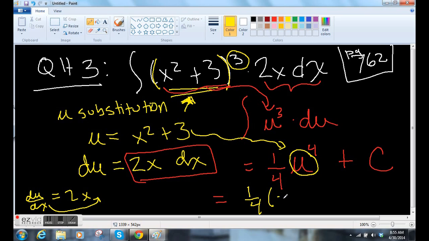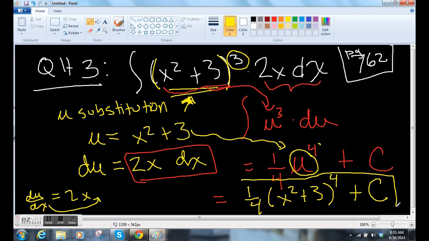So our answer is 1/4. We put this back. X squared plus 3 to the 4th, sorry, 4th, plus a constant. Like this. And with all of these integrals, you can always do a derivative to check your answer. So I'm going to check my answer. I'm going to show you how that works.